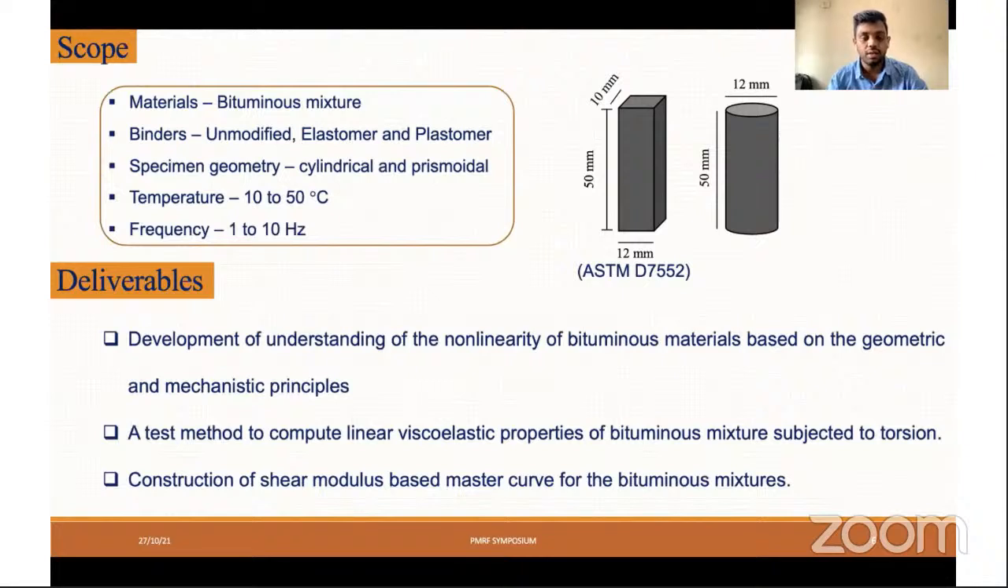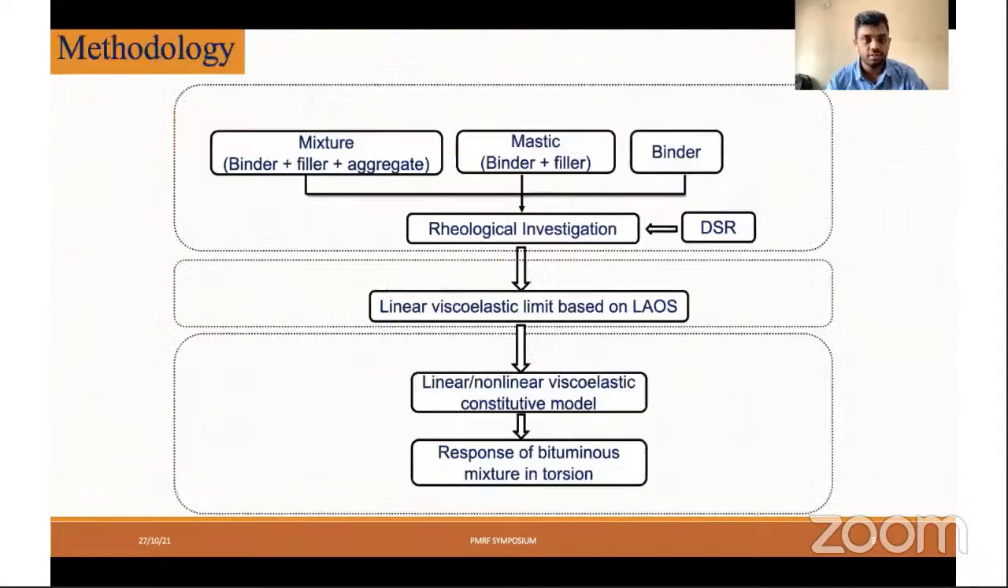The likely deliverables from this work would be the development of an understanding of non-linearity of bituminous materials based on geometric and mechanistic principles, and also a test method to compute linear viscoelastic properties of bituminous mixture, making sure that there are no other forces and only pure torsion occurring on the samples. And finally, to construct a shear modulus based master curve for bituminous mixtures.